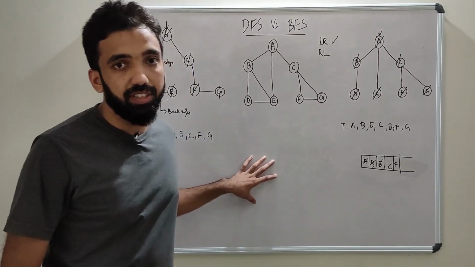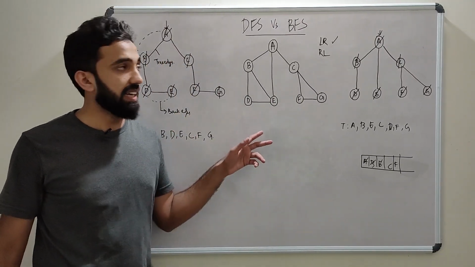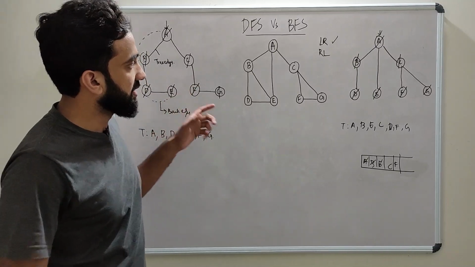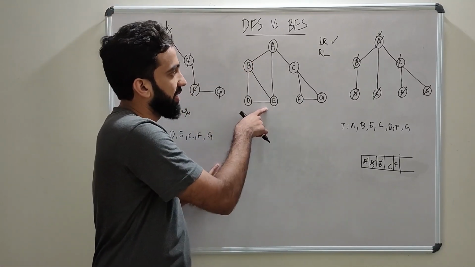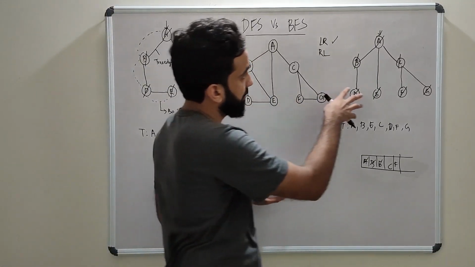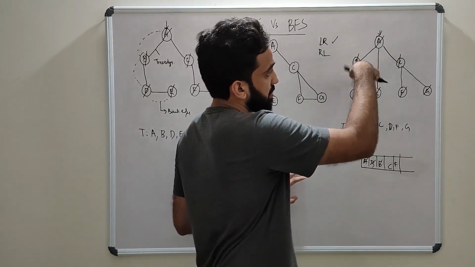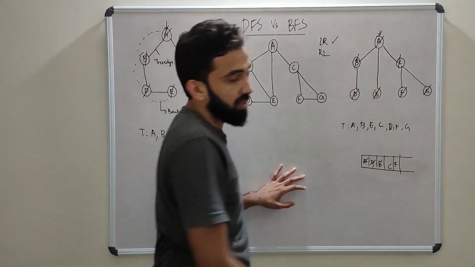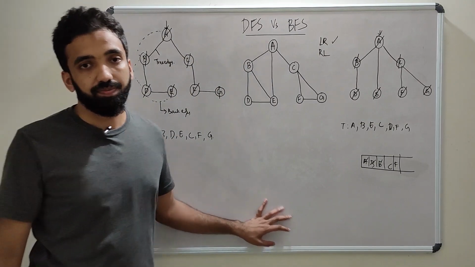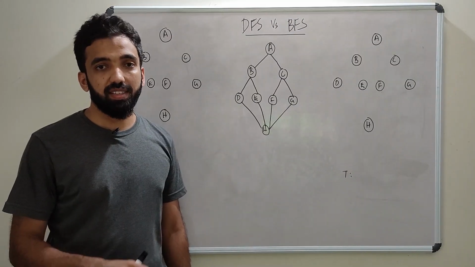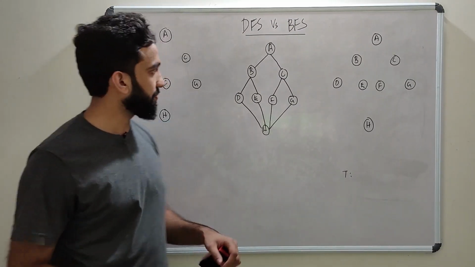So the basic difference between DFS and BFS is that in DFS, it searches for the nodes in a depth-wise manner as long as possible. In BFS, it searches for the nodes in a breadth-wise manner as long as possible. So this is the basic difference. Let's look into another example for DFS and BFS.